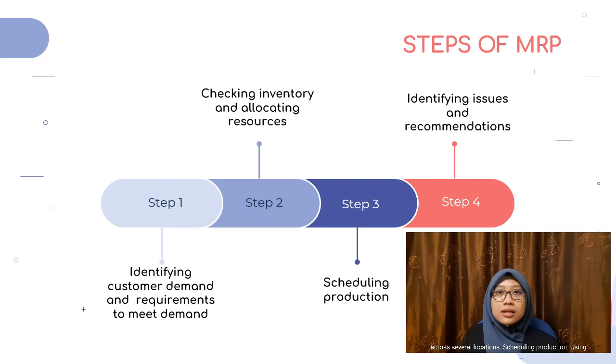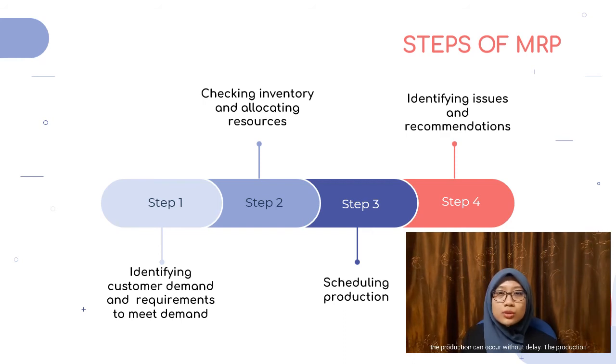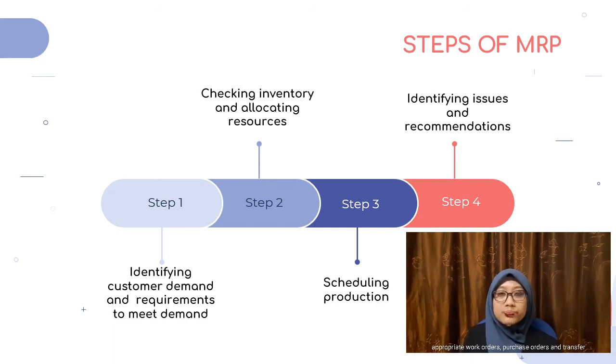Next, third, scheduling production. Using the master production schedule, the system determines how much time and labor are required to complete each step of each build and when they need to happen so that production can occur without delay. The production schedule also identifies what machinery and workstations are needed for each step and generates the appropriate work orders, purchase orders and transfer orders.